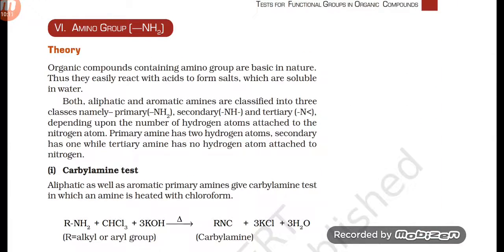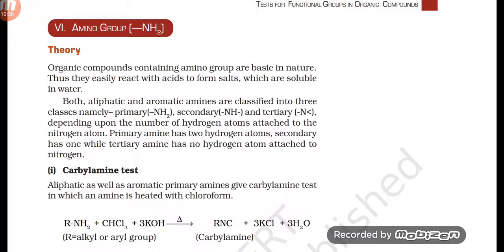Next is amino group. Organic compounds which are containing amino group are basic in nature, thus they easily react with acids to form salts which are soluble in water. Both types of amines, aliphatic and aromatic, are classified into three classes, namely primary, secondary and tertiary, depending upon the number of hydrogen atoms attached to the nitrogen atom. Primary amine has 2 hydrogen atoms, secondary has 1, while tertiary amine has no hydrogen atom attached to the nitrogen.